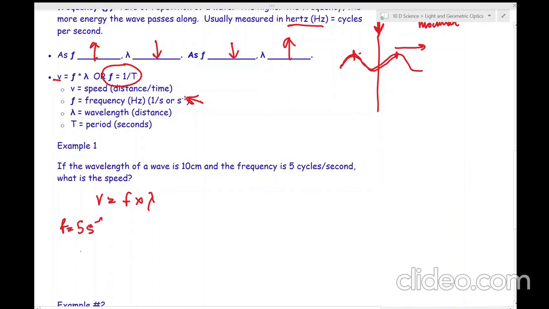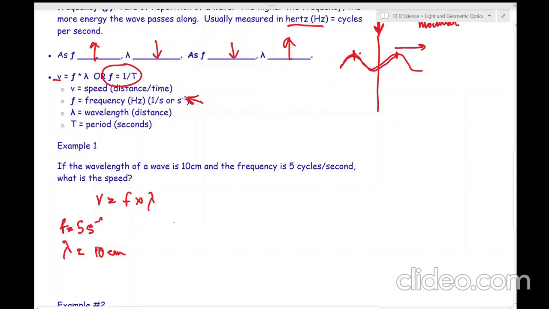And I also know that my lambda here has a wavelength of 10 centimeters. And so I can actually take these two bits of information and start plugging them into the equation. Now, the nice part about these equations is that no matter what we do, our units are always going to cancel out to produce the units that we want to ultimately get to. So if we look at speed, it's a distance over time, meters per second, centimeters per second, or whatever it might be. So let's try and work this first problem out here and see what happens.